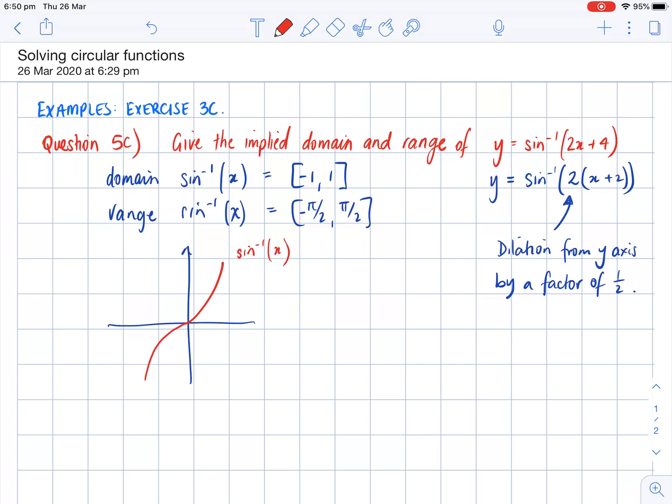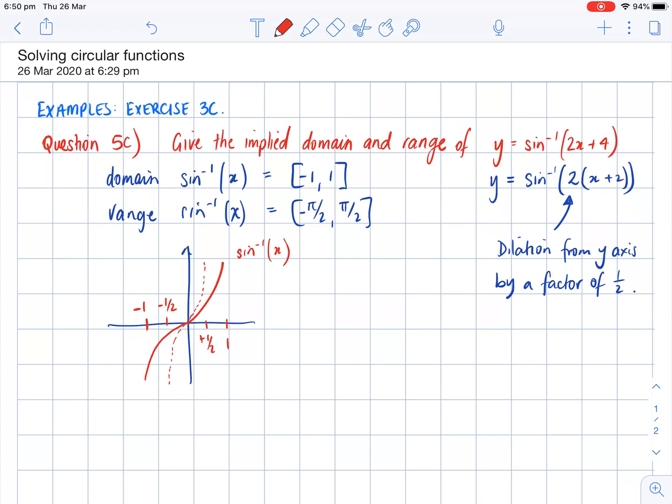Now, if I want to dilate that from the y-axis by 1/2, that means it is going to be closer to the y-axis by a factor of 1/2. So this point that was at minus 1 and this point that was at 1 are now at 1/2 and negative 1/2. So we've changed the domain.